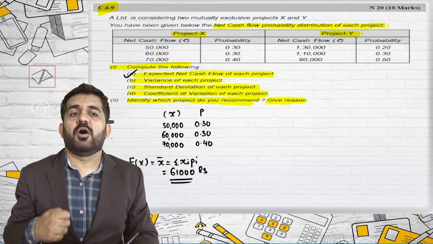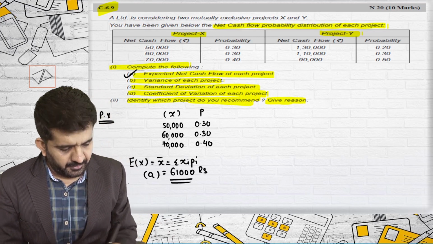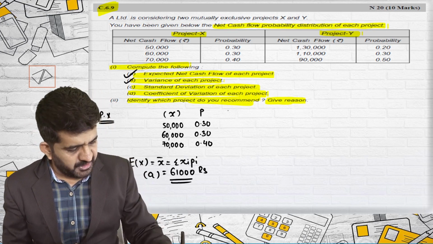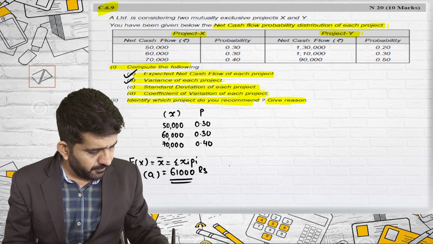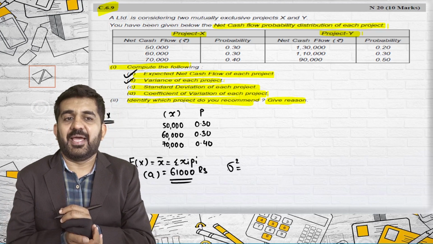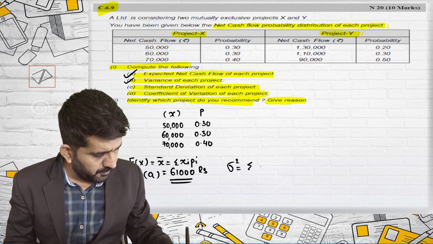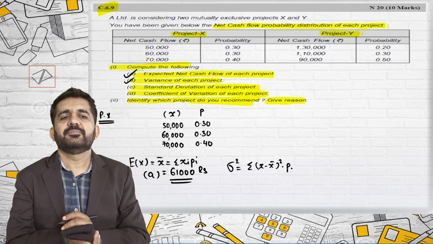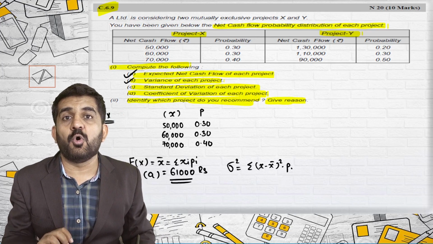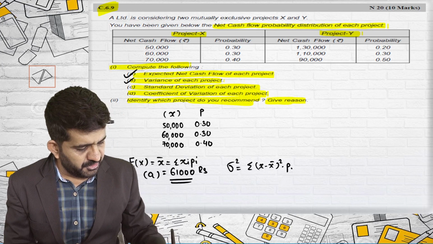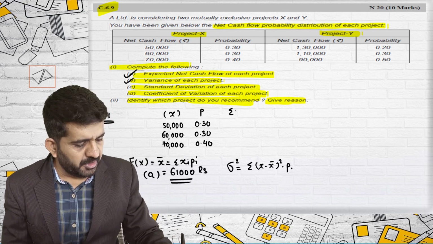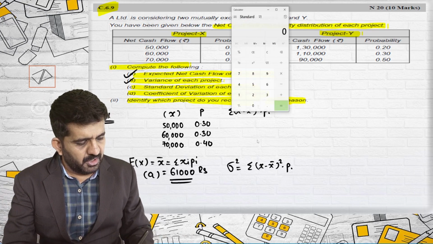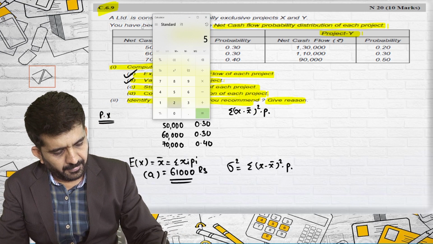Expected net cash flow of each project, so this is answer number A. Variance of each project. How to find out variance? Variance is standard deviation squared. I will be using this formula, sigma x minus x bar whole square into P. Sir, why not under root? Because it is variance and not standard deviation. I will directly find it in my calculator.